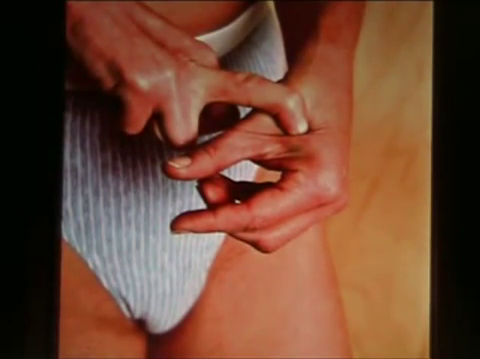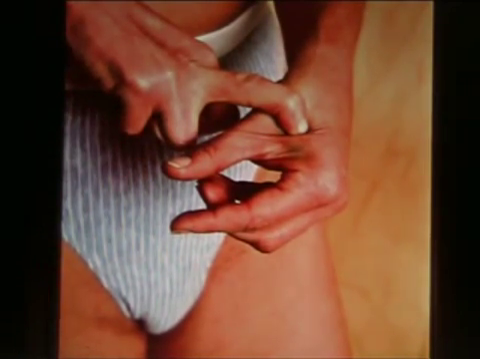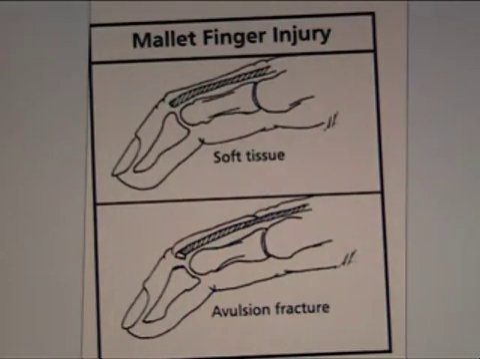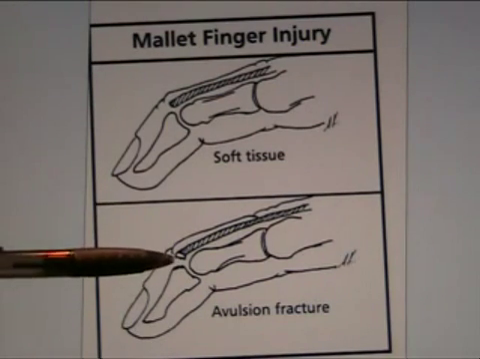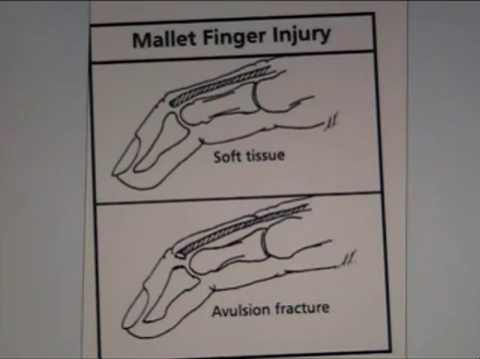Mallet finger, demonstrated here. Often do well in a splint, sometimes surgery. Bony mallet, if it's a big fragment, surgery. Little fragment, not so good with surgery. Ligament, usually without surgery.